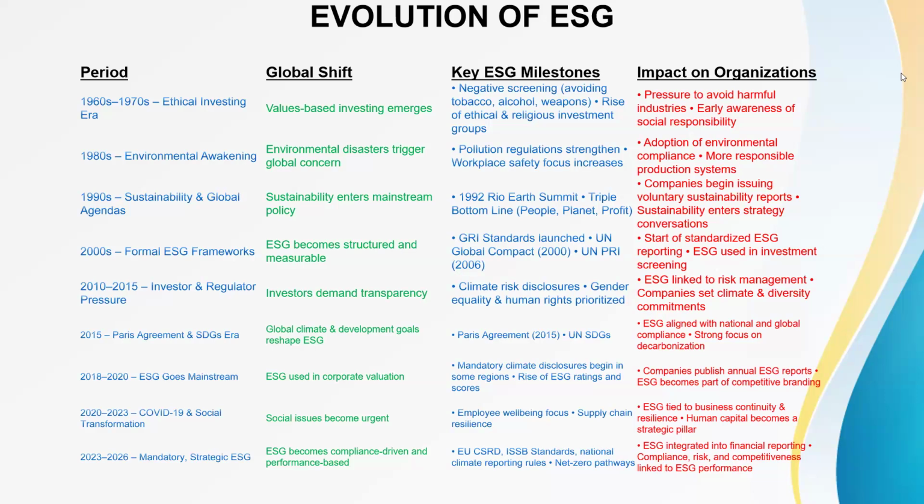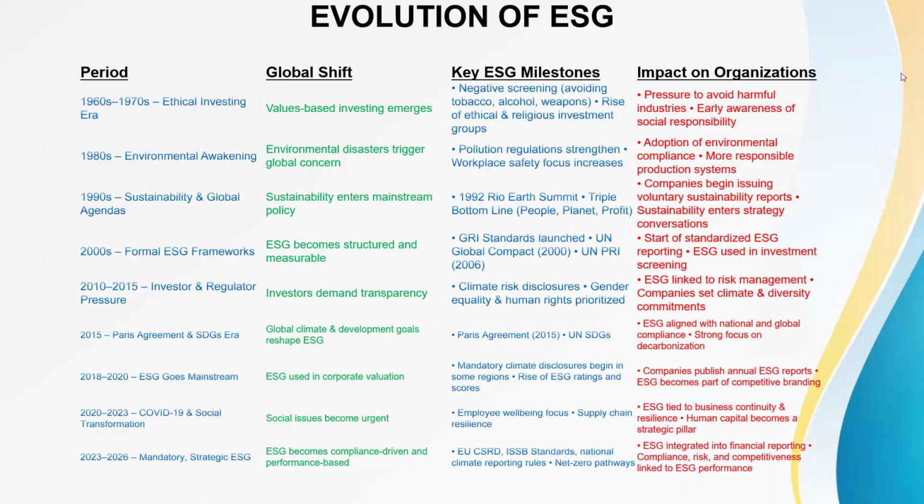In 2018 to 2020, ESG goes mainstream. It is used in corporate evaluations. It becomes mandatory to disclose your climate risks in some regions, and there is a rise of ESG ratings and scores. Companies and industries start being rated according to their efforts in considering ESG. Companies publish annual ESG reports, and ESG becomes part of competitive branding. When your company is putting in a lot of effort, evolving, and putting in innovations that help combat carbon emissions and work towards sustainability, your brand becomes more competitive and earns more investors.